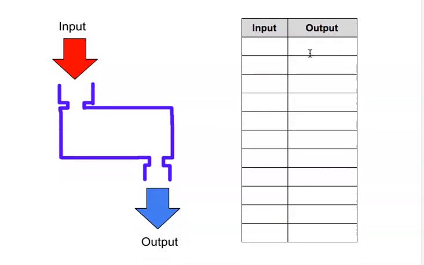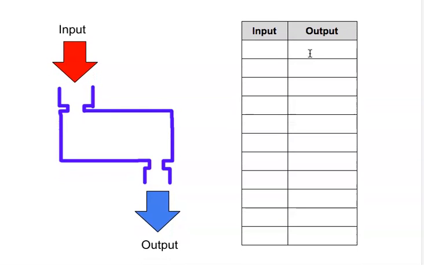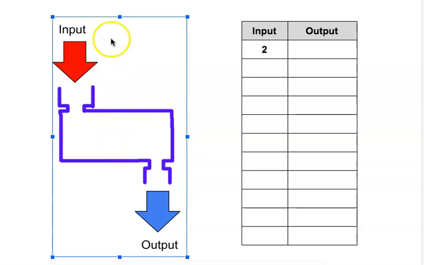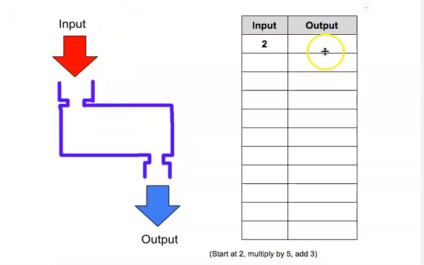Here's another number machine. You're going to create your own rule with one addition and one multiplication and one starting point. For example, let's say my rule was start at 2, multiply by 5, and add 3. All right, so my input is 2. I'm starting at 2, and then I'm going to multiply by 5. 2 times 5 is 10, and then I'm going to add 3.